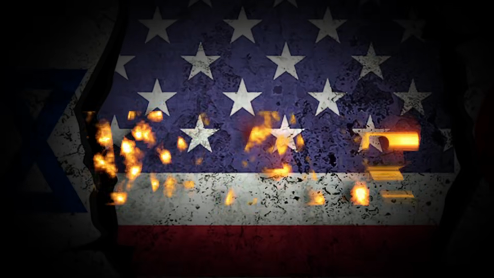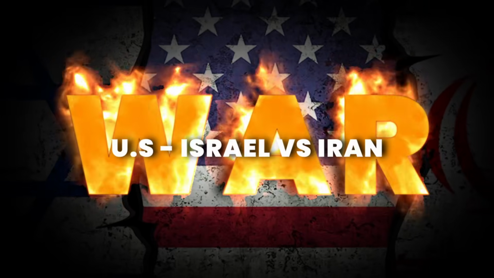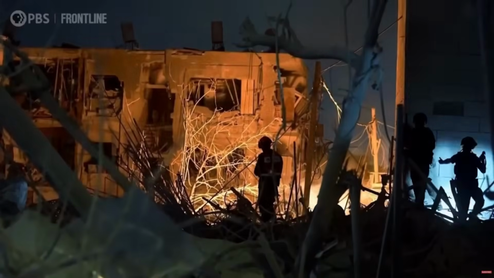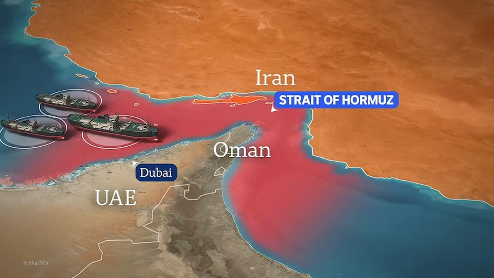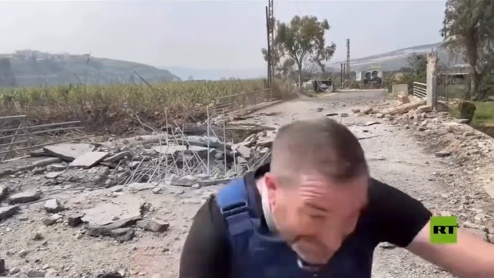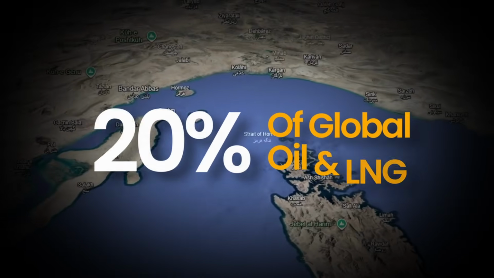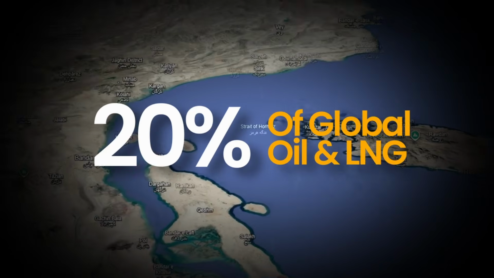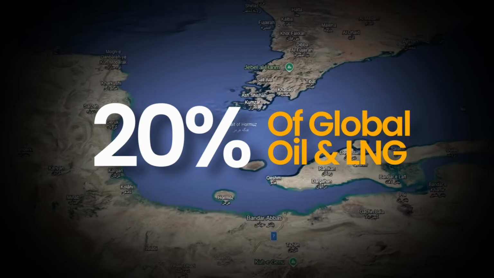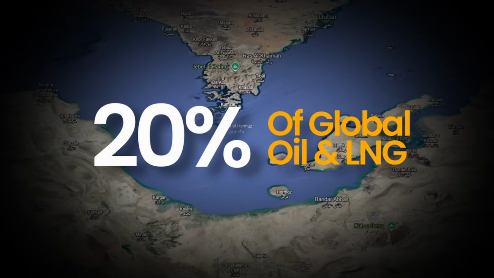Right now, oil is exploding because of the war tension involving Iran, Israel, and the US. And it could get worse because Iran has disrupted traffic through the Strait of Hormuz, one of the most important oil routes in the world. About 20% of the global oil and LNG trade passes through that route. So when there's a problem there, oil reacts fast.